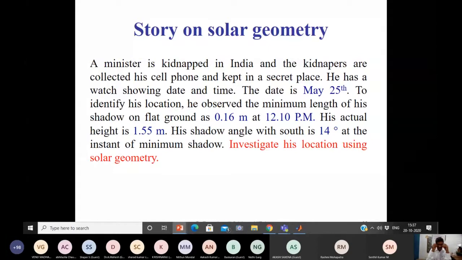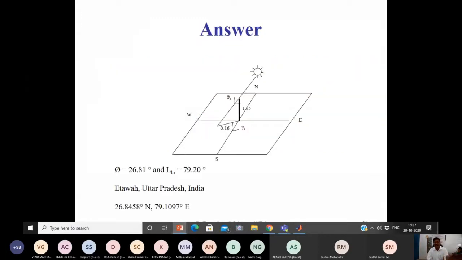In Google Maps also, if you define the latitude and longitude, immediately you can trace the point; this is a location. So we can apply this solar geometry. I am not going to explain any mathematical models or equations here. You can apply the solar geometry, and after calculation the model results in the latitude and longitude. Latitude is 26.81 degrees and longitude is 79.20 degrees. Immediately by feeding these two angles, you can trace the location.